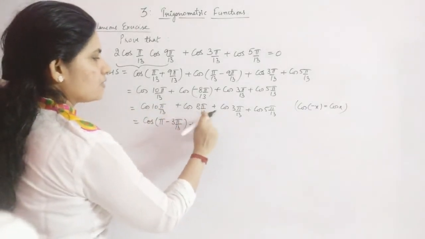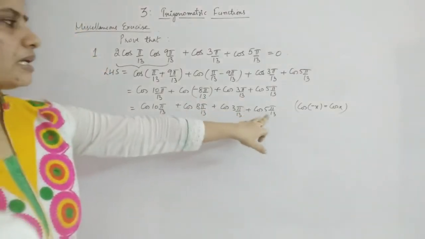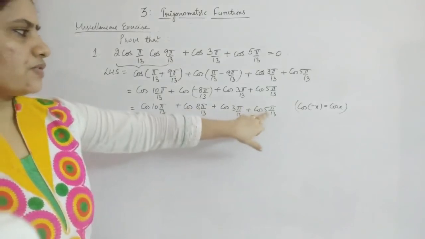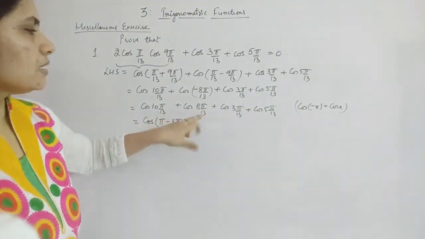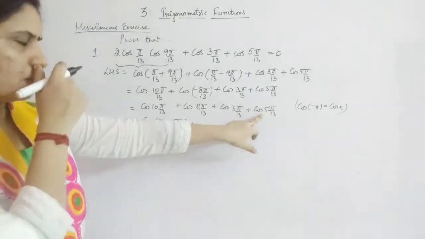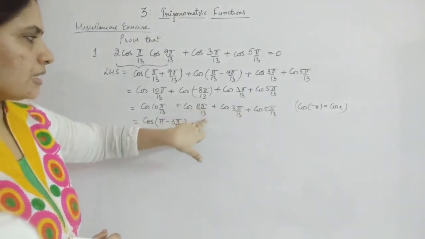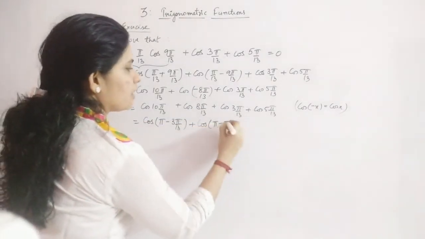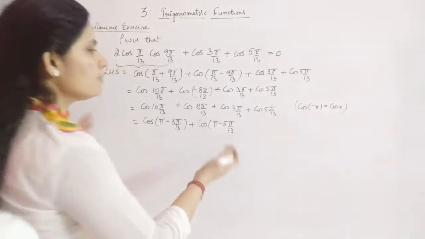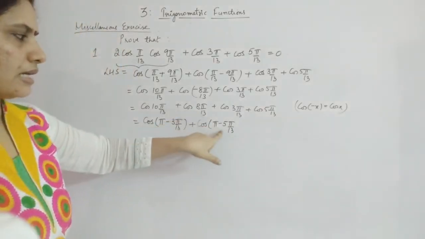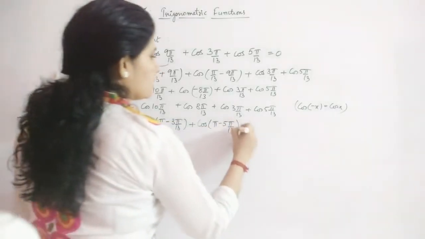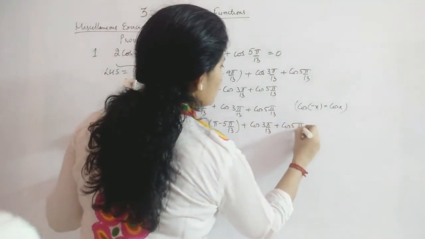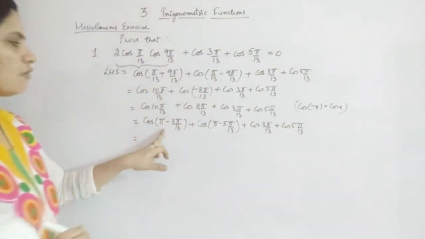Now going for this next one, which is 8 pi by 13, and I am comparing it with this one. So comparing these two will give you which value you have to match. Okay, so 8 and 13 means you have a combination with 5 only. So we can write this 8 pi by 13 as pi minus this angle, 5 pi by 13. So 13 minus 5 will give you 8. That's why we are writing it as pi minus 5 pi by 13. Remaining again we are writing as such, plus cos 5 pi by 13. Now this is cos of pi minus theta.